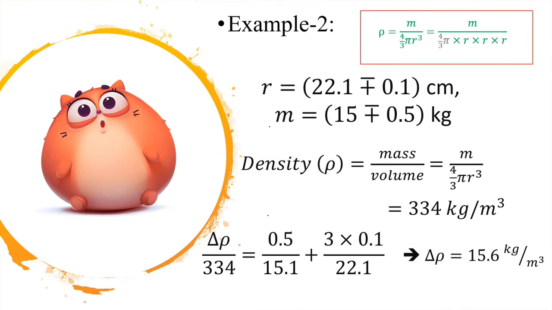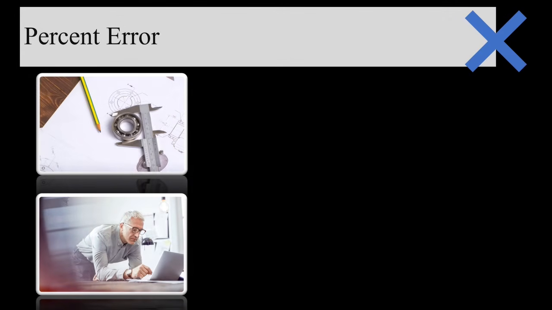So once you have the density and its uncertainty, once again we can report our answer as rho equals 334 plus or minus 15.6 kilogram per meter cube. Now let's take a look at something called percent error and percent difference. Now let's say that you measured the radius, or the diameter, sorry. Let's say that you measured the diameter of this bearing using the vernier caliper as shown here.